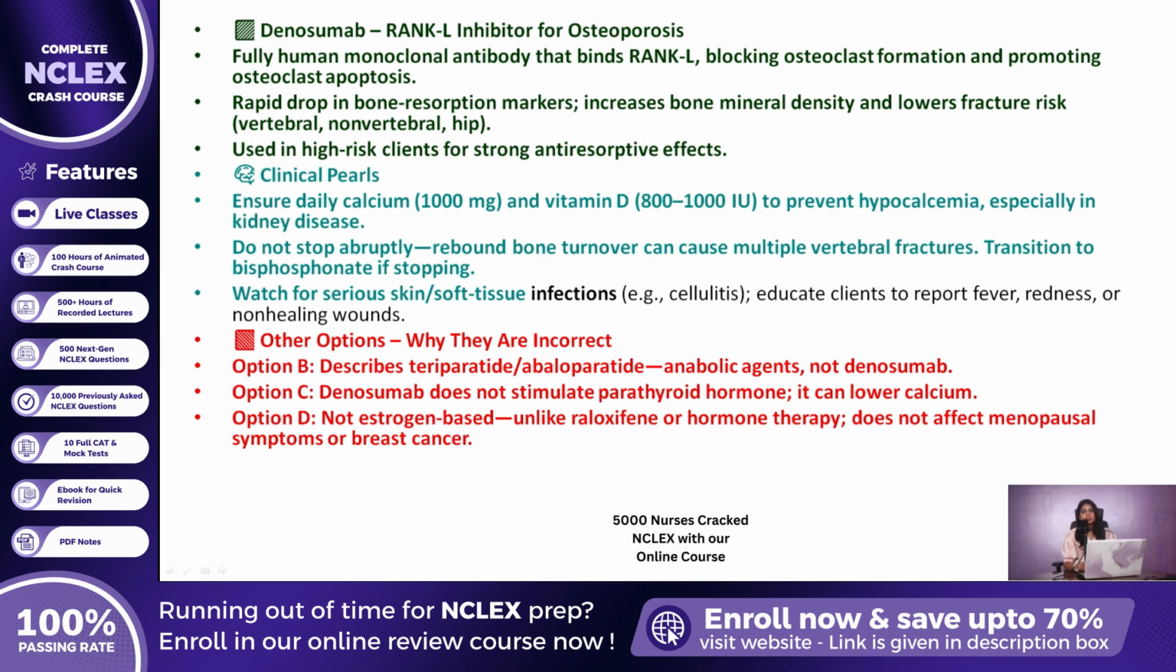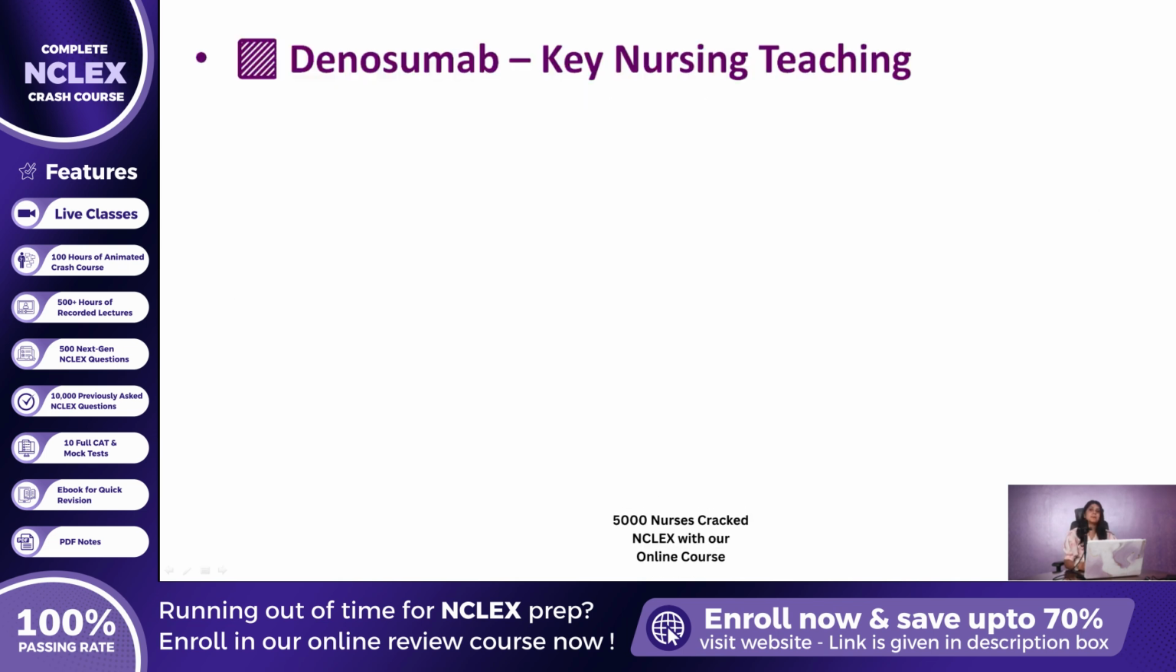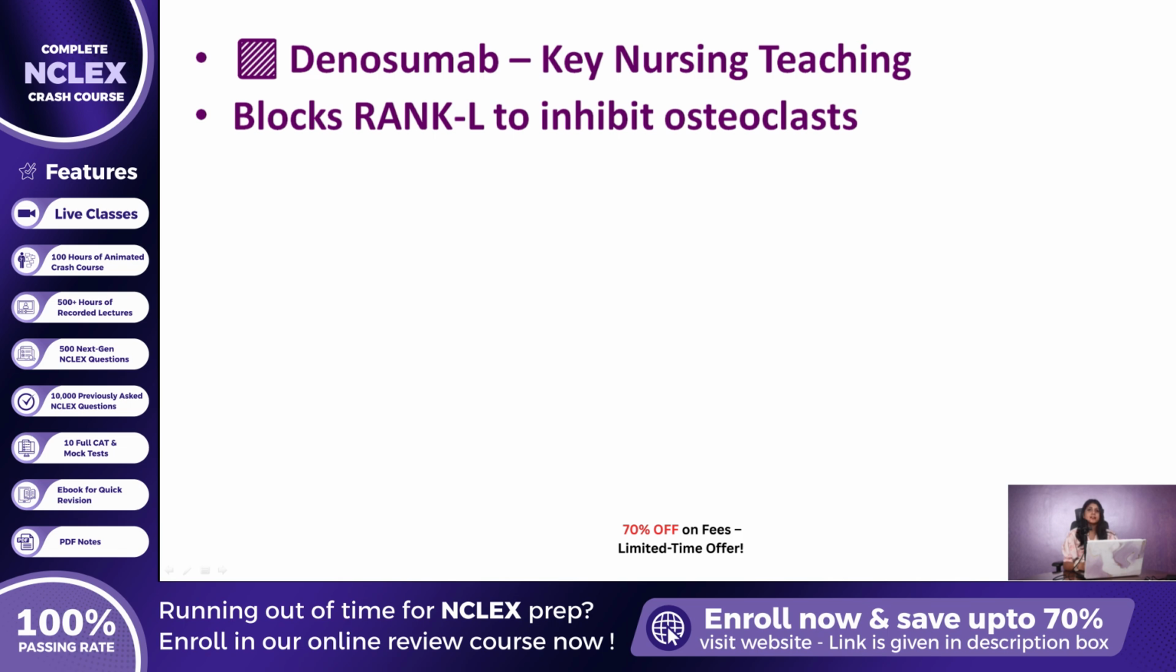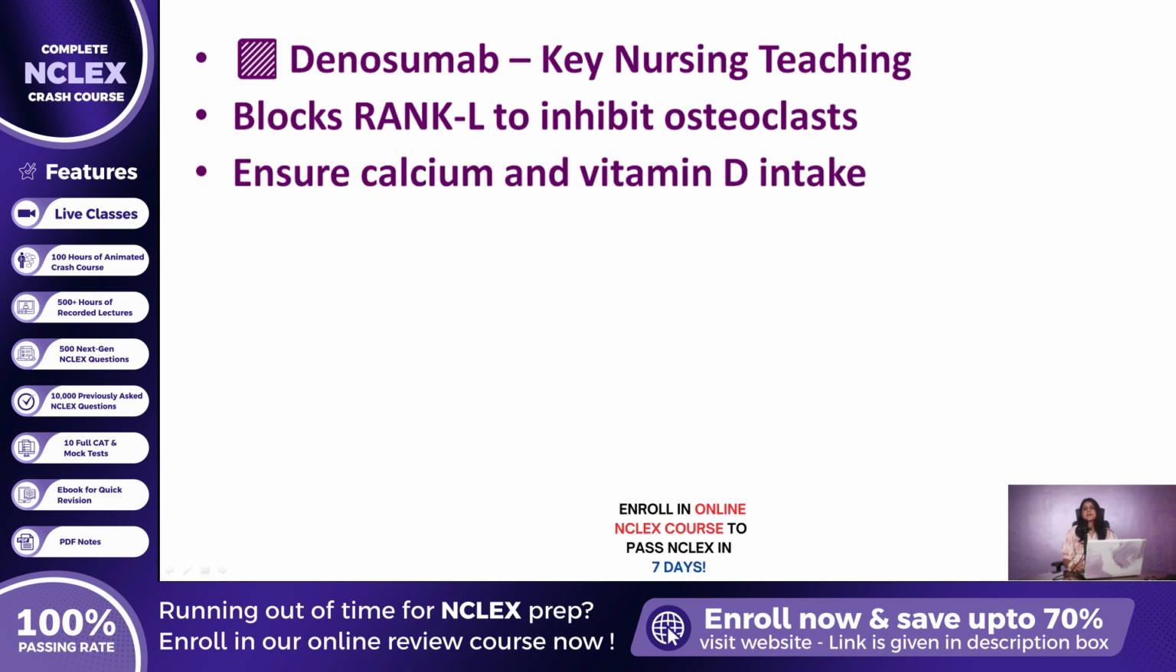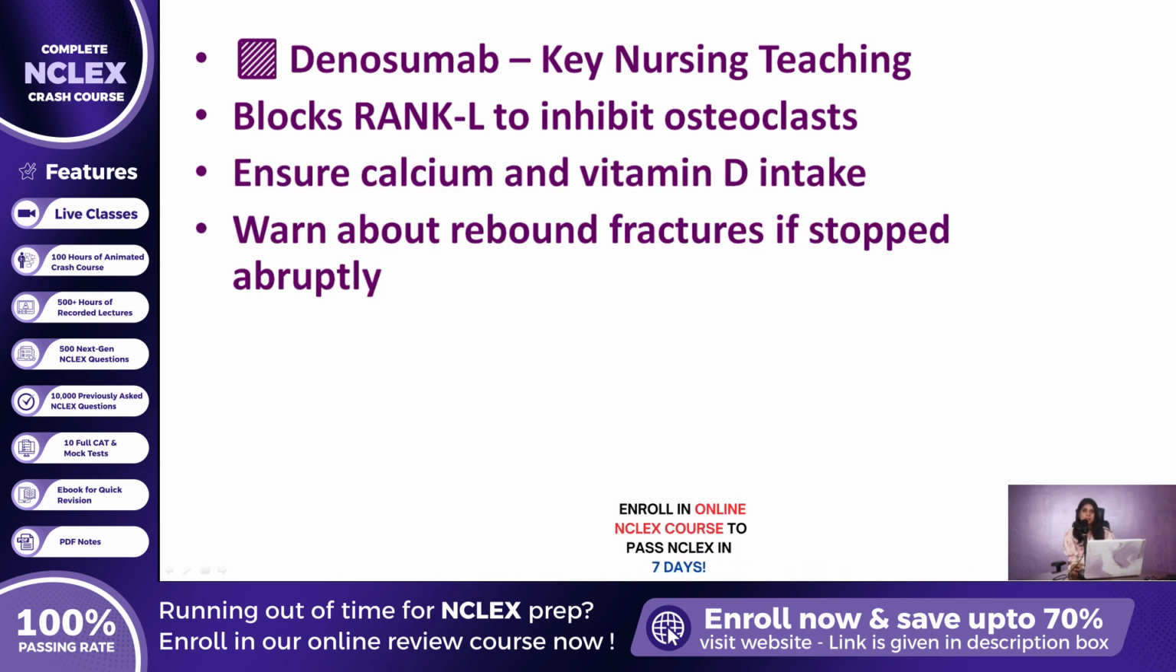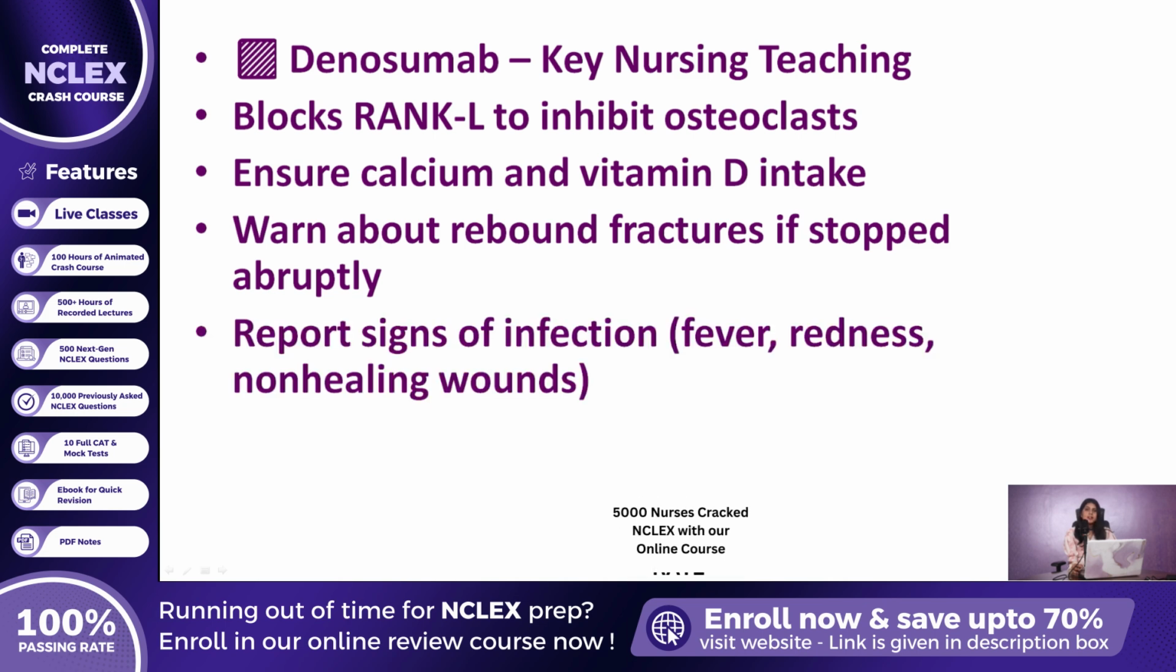By explaining that denosumab specifically neutralizes receptor activator of nuclear factor kappa B ligand, which is also called RANK L, to shut down osteoclasts, reminding clients about calcium and vitamin D supplementation, warning about rebound effects if therapy is stopped abruptly, and alerting them to watch for signs of infection, the nurse ensures that both efficacy and safety are maximized in the journey to stronger bones.